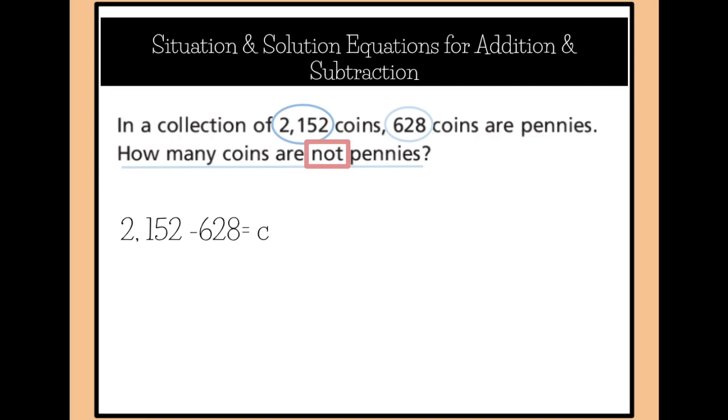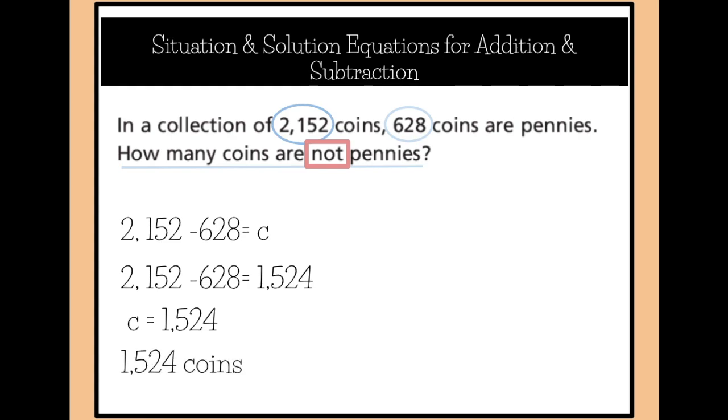Once I subtract these two numbers, I was given the difference 1,524. Therefore, my answer to my problem is C equals 1,524, which means that there was 1,524 coins that were not pennies in the collection.